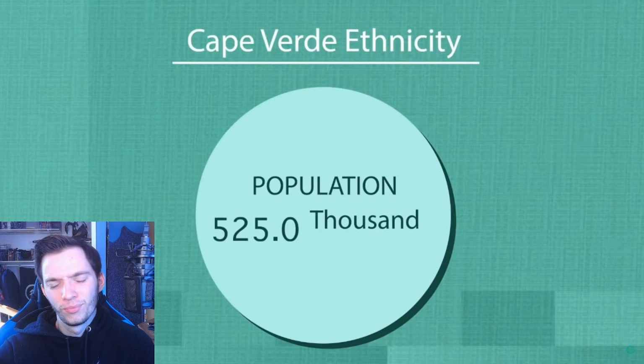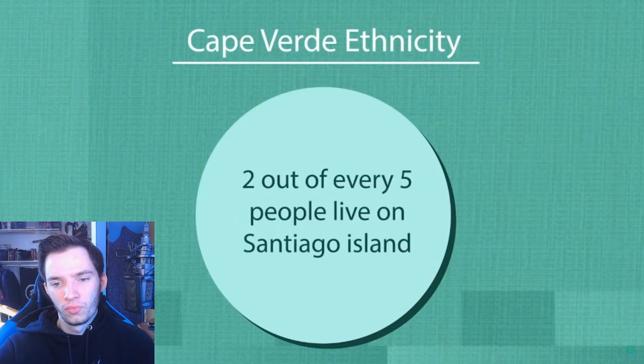Sometimes you can really read a lot about a country based off of the people who live there. Ethnic makeup can kind of tell you a little bit of a story, and Cape Verde has quite a story. When it comes to Cape Verde, the country has a little bit over 500,000 people. About 2 out of every 5 live on Santiago Island.